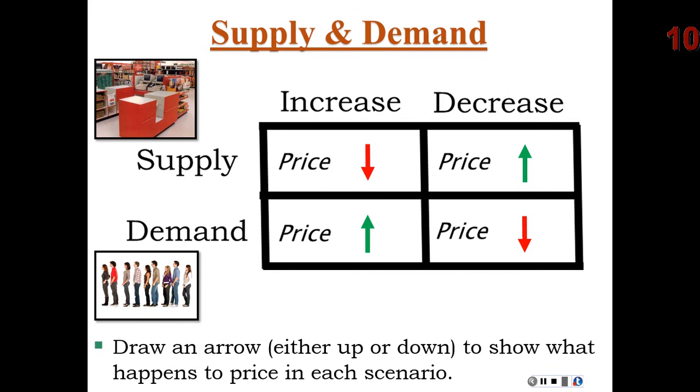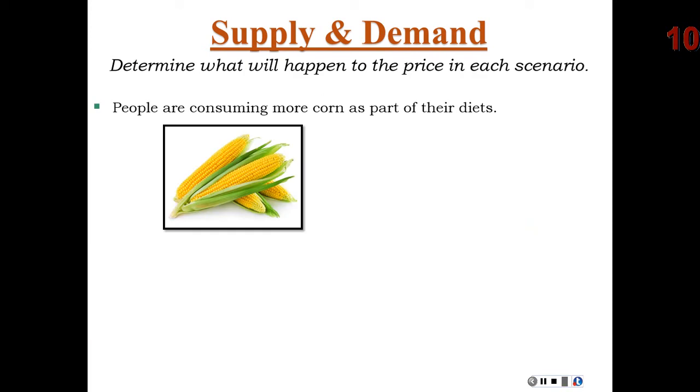Okay, let's look at some real world examples using this analogy. People are consuming more corn as part of their diets, right? The demand for corn is increasing. Okay, tastes and preferences are shifting the demand curve, but don't worry about shifting it right now. Demand increases. There's more people in line. What does that do to our price or our wait time? It increases it, right? So we would anticipate the price of corn increasing.